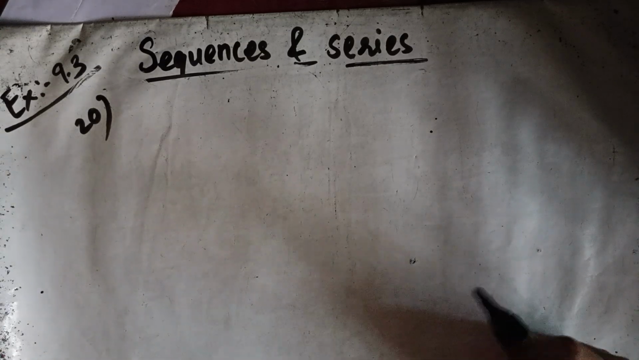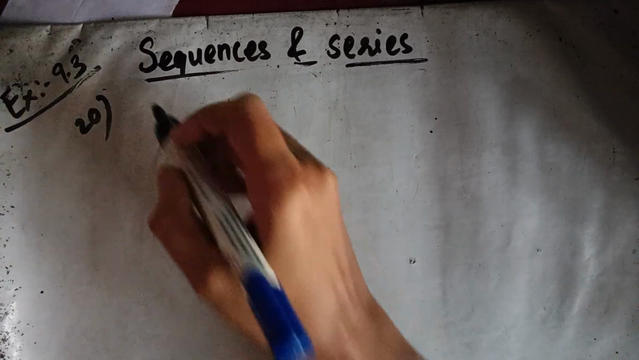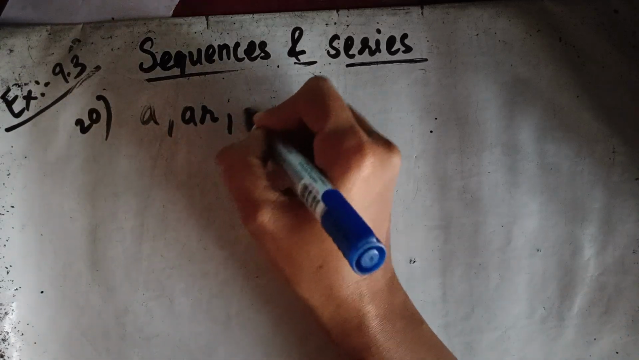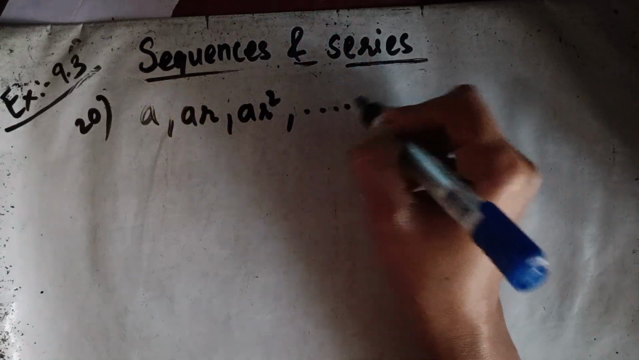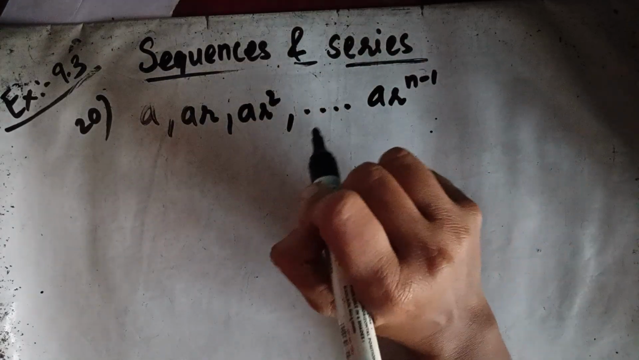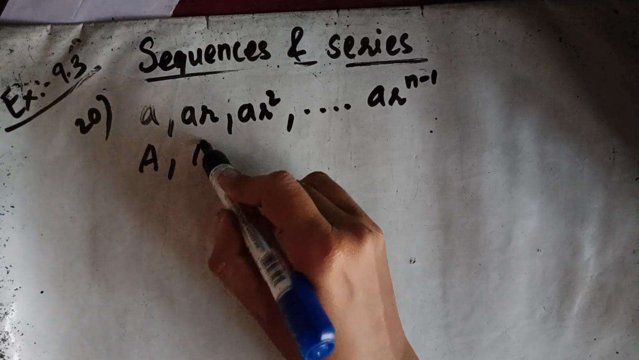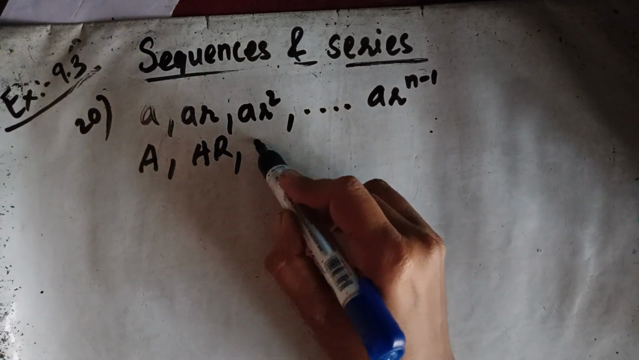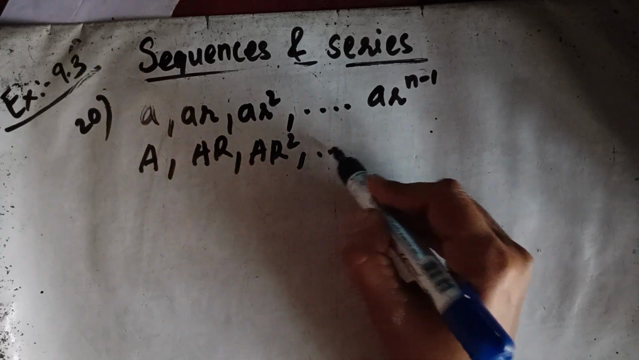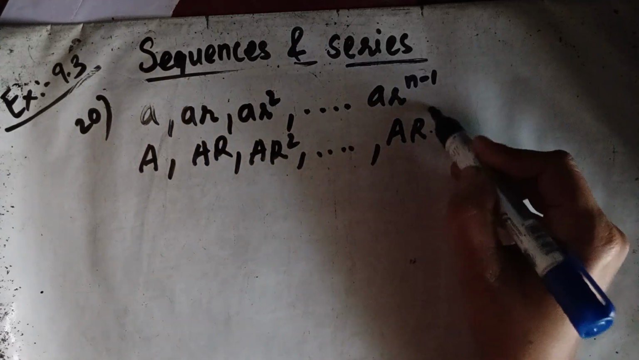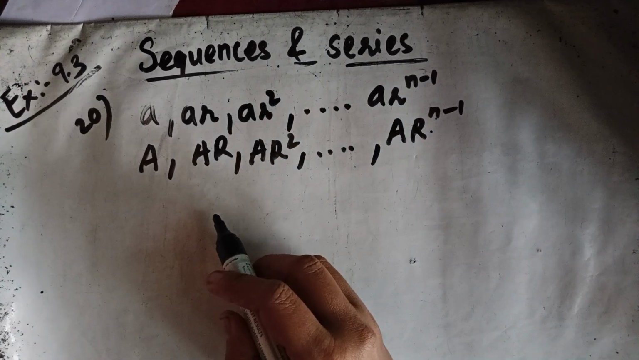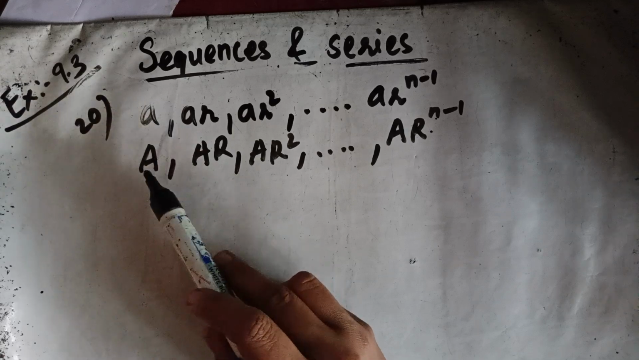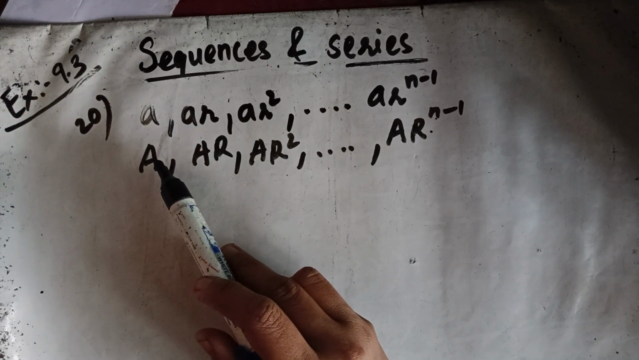Show that the product of the corresponding terms of the sequences a, ar, ar square, ar raised to n minus 1, and A, AR, AR square, AR raised to n minus 1, forms a GP, and find the common ratio. Okay, so dividing will get the ratio.